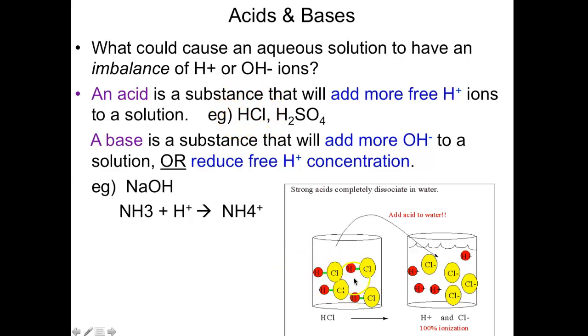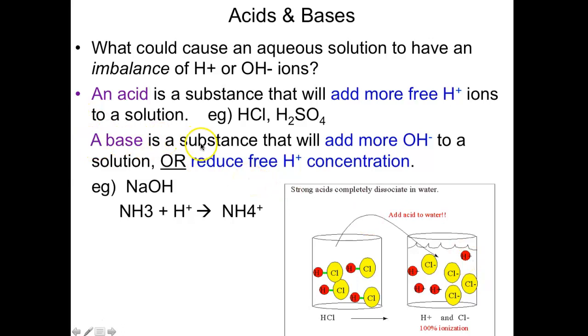When you put HCl into water, the H and the Cl break apart. We don't care about the Cl's, just ignore that. We only care about H pluses. We are having more H pluses in that water because we added HCl to the water. So now the water is acidic. It has more H pluses in it, right? Hydrogen ions.